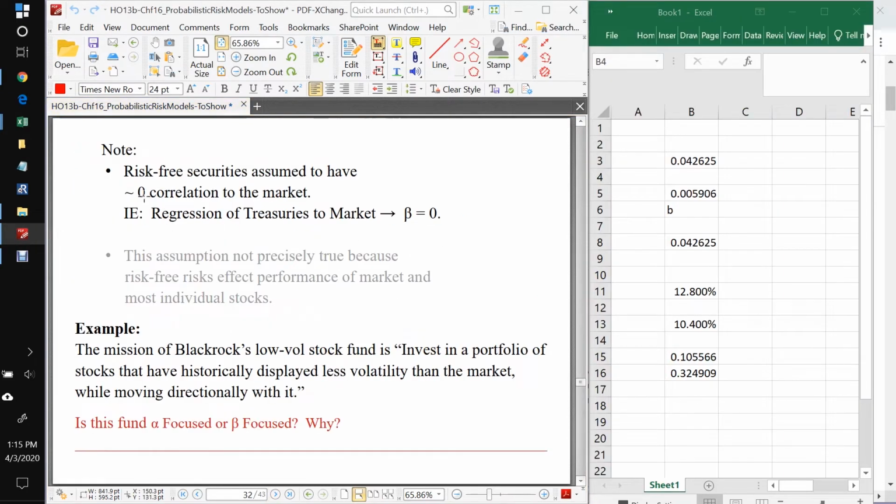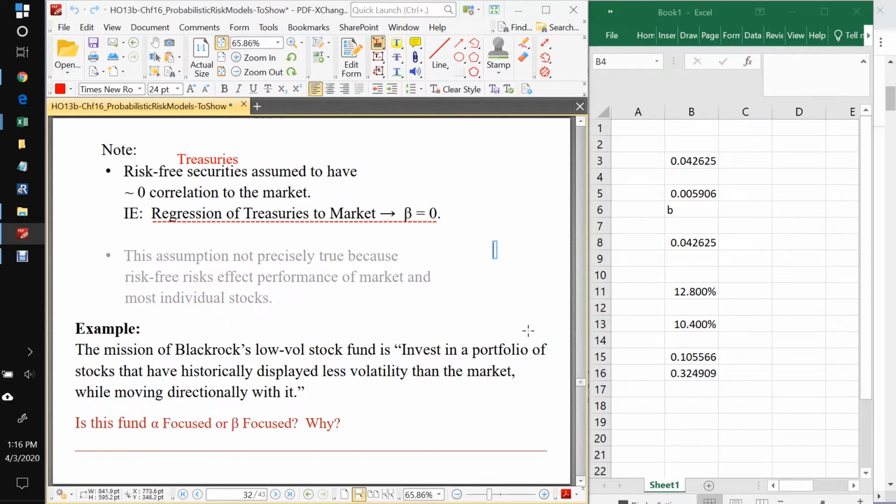One thing to note about this type of regression of stock versus the market, if we look at risk-free securities, i.e. something like treasuries, they're assumed to have a zero correlation to the market. What that means is if we do a regression of treasuries to the market, we'd find a beta equal to 0. As always with things like this, it's not exactly true, but it's pretty true, it's close enough.